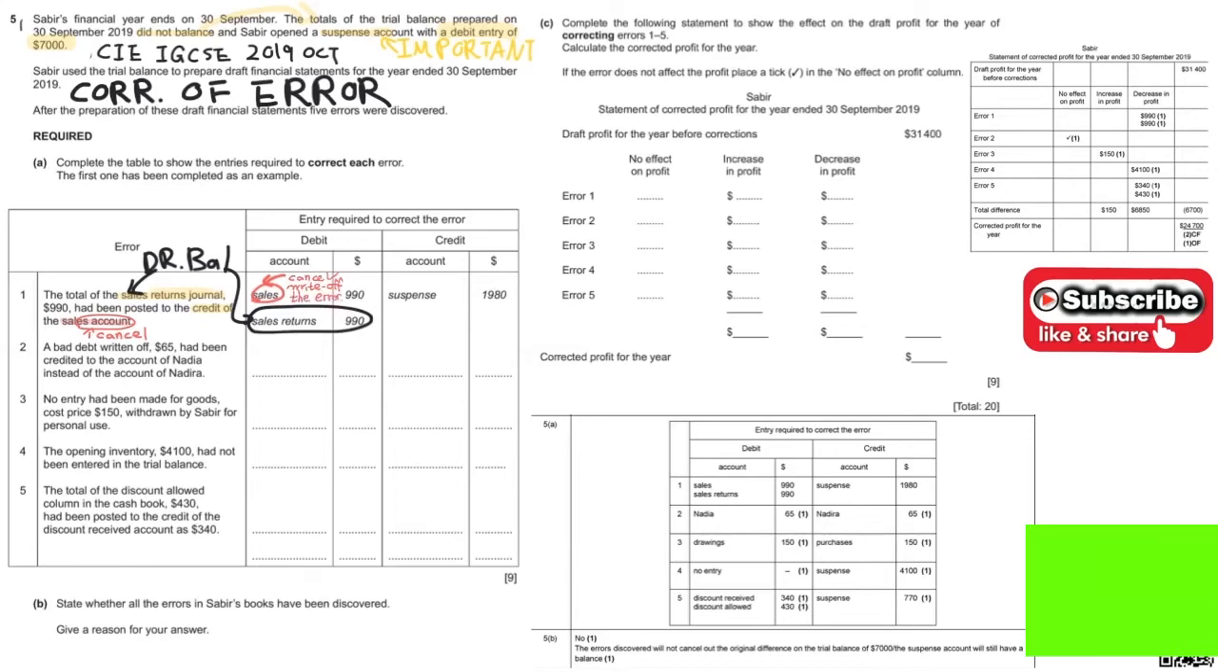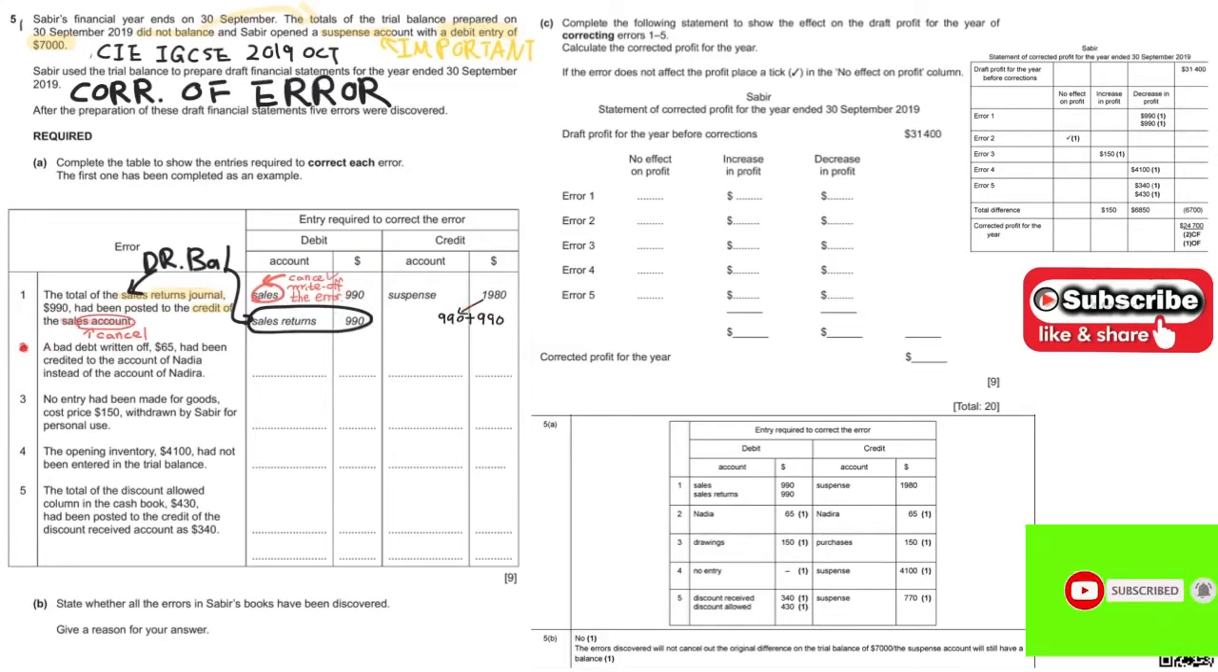Great. So what's next? Next, you have to put down the suspense account here. This 1980, how to get it is very easy. It's the summation of these two values. So I would like to put this down for you: 990 plus 990. Then the debit would equal the credit side. So that's all for the example.